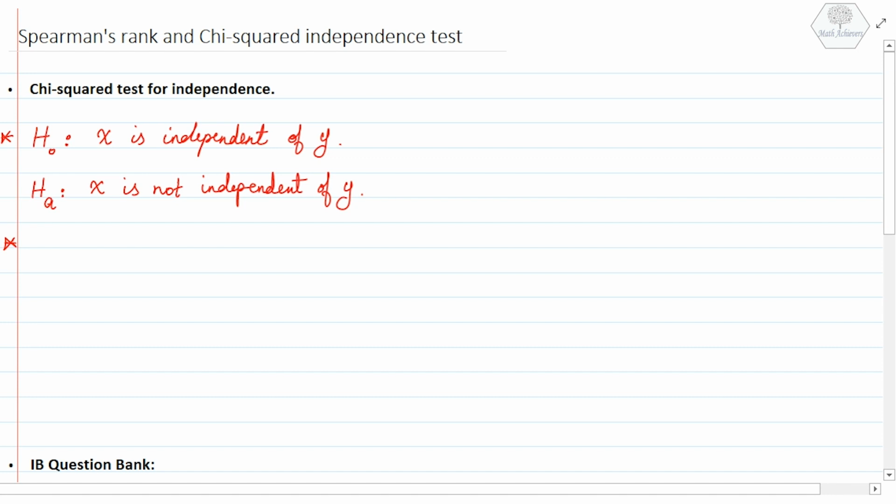The second thing, we need to know how to calculate the degrees of freedom. Degrees of freedom, which we write as D of F, are equal to the number of rows minus 1 times columns minus 1.